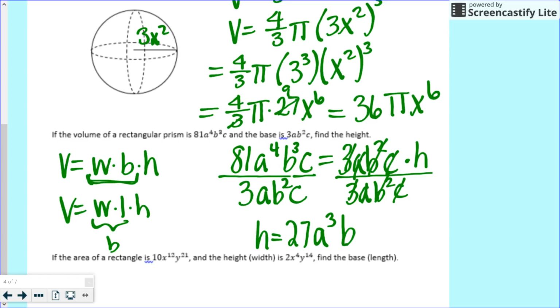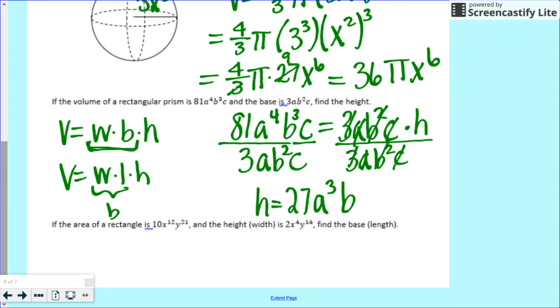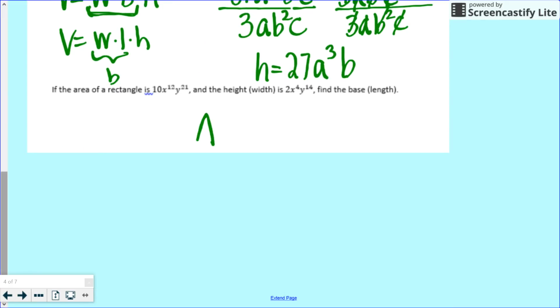All right. And then our last problem is just finding the area of a rectangle. We know the area of a rectangle is length times width, or base times height, height times base.